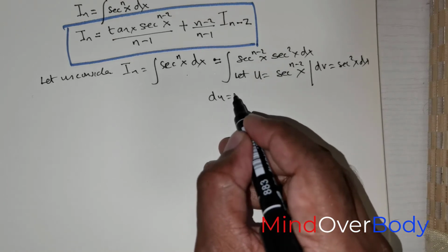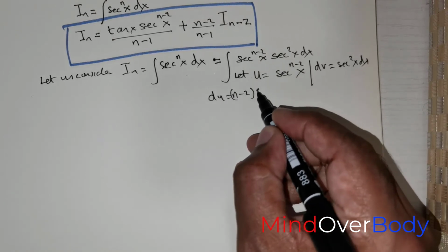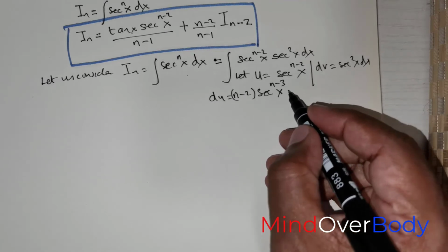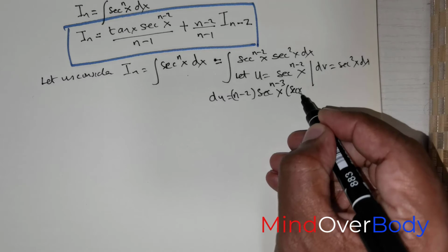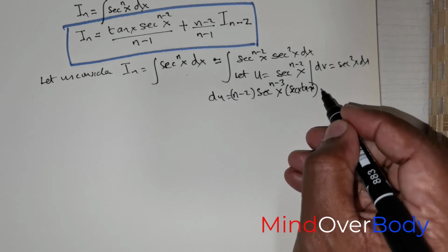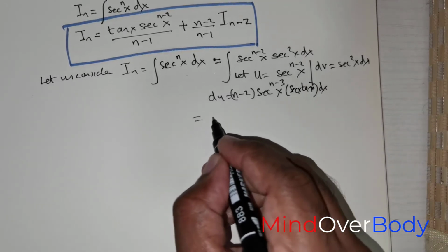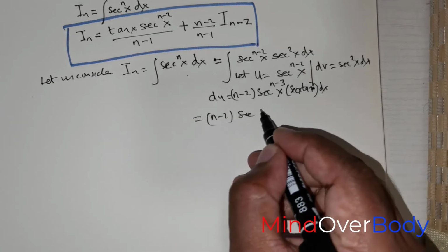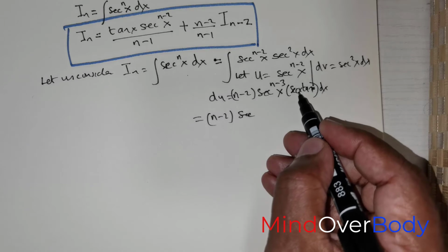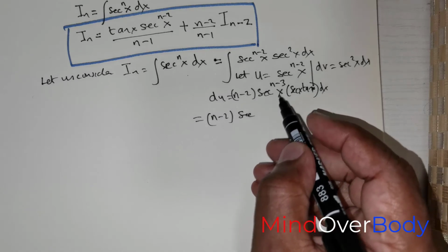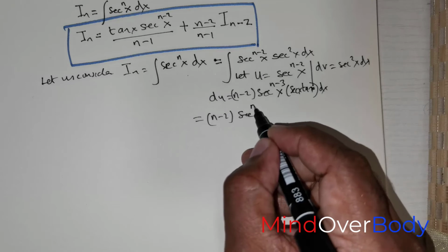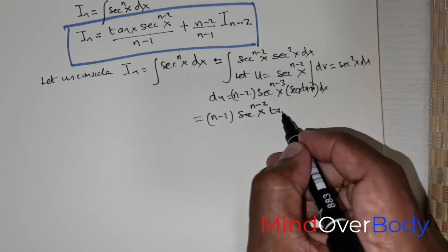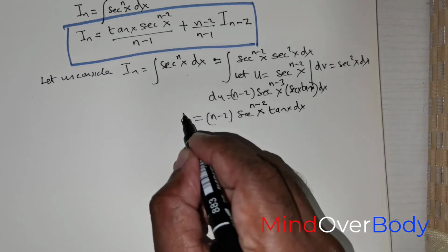Now when I differentiate this, I would get (n-2) times secant^(n-3) x times the differential of secant x, which is secant x tan x, and of course a dx there. If I rewrite this, it is going to be (n-2) times secant, I got a secant x and secant^(n-3), so they can be clubbed, giving us secant^(n-2) x times tan x times dx. This is my du.